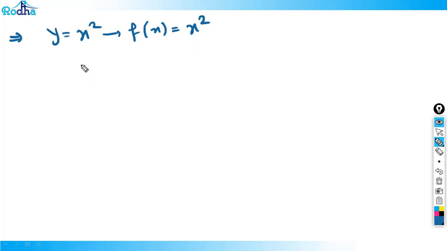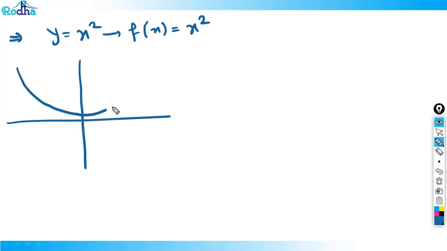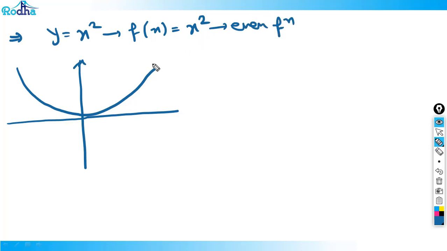Now what is the graph here for x square? The graph of x square will look like this. What is x square? It's an even function actually, right? So even function means what? They're symmetric about the y axis. You just keep a mirror at y, so whatever is happening at the left, the same thing in mirror image will appear at the right, okay?